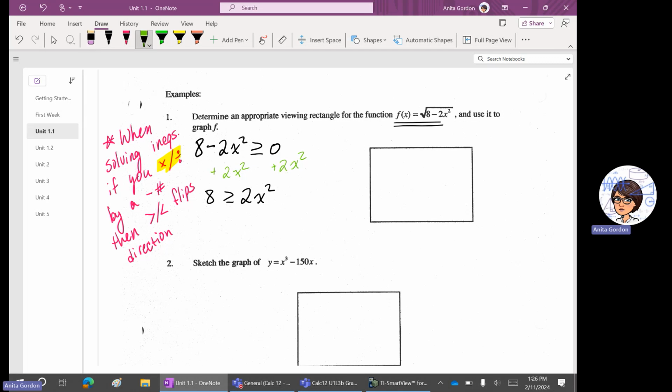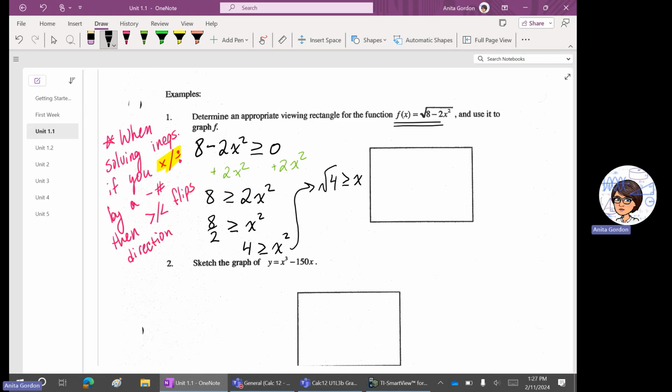So I want to get x by itself. I move x over to the other side, and then I have 8 over 2, and I don't switch directions, because my 2 is a positive number. So this is telling me that x squared has to be less than or equal to 4. Now, this is the part where some people get tripped up. I'm running out of room a little bit, so I'm just going to move up here. I'm going to take the square root of 4.